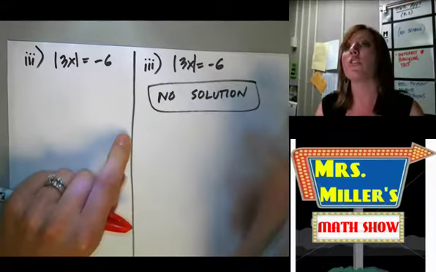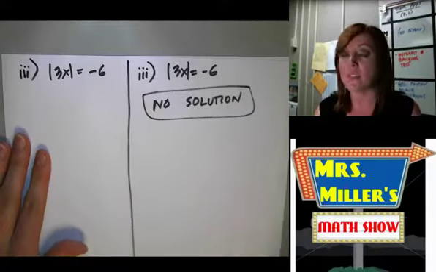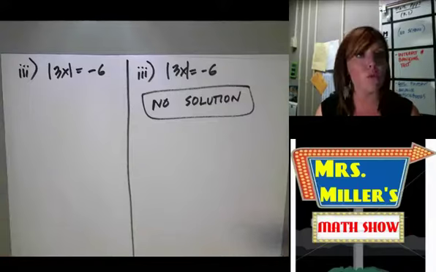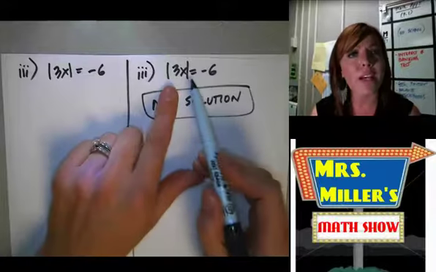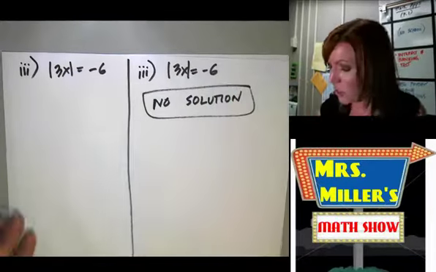And this is a good one as far as apparent solutions. If you were to go back and solve this, the same way you would get 3x equals negative 6, 3x equals positive 6, so you get x equals negative 2 and positive 2, but the absolute value of negative 6 is positive 6, not negative. So you have apparent solutions, but not actual solutions.